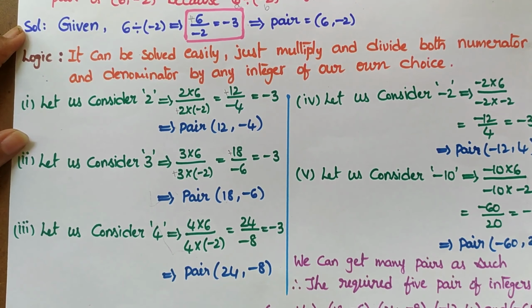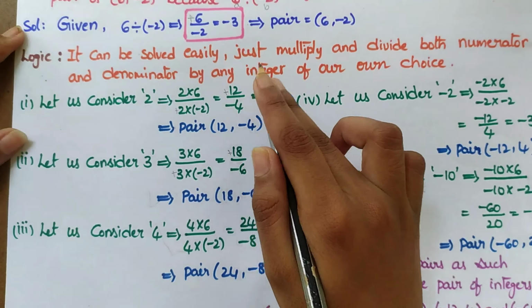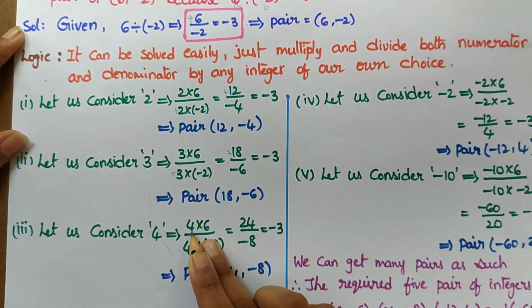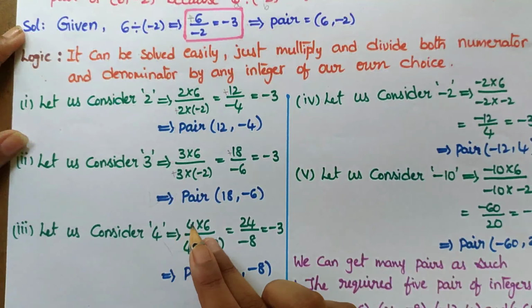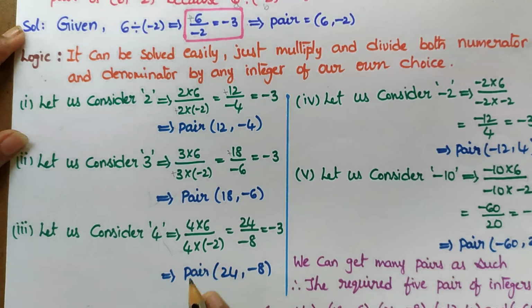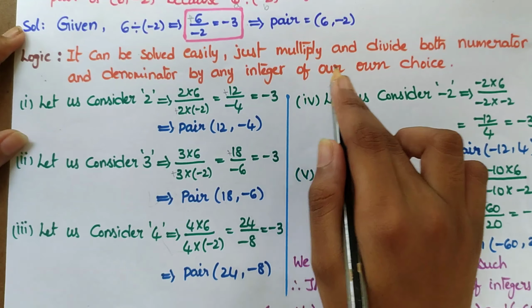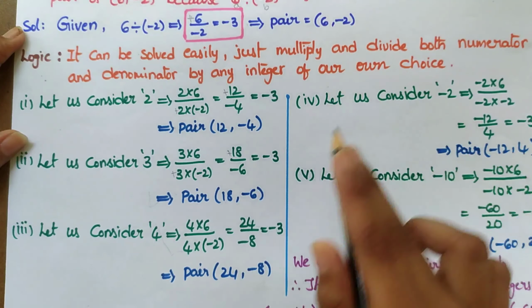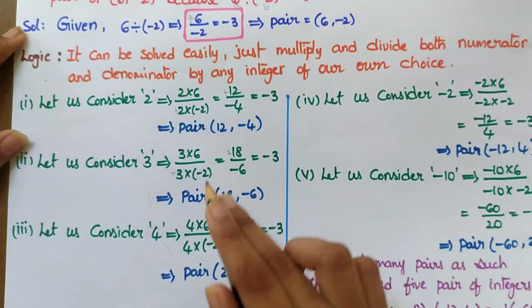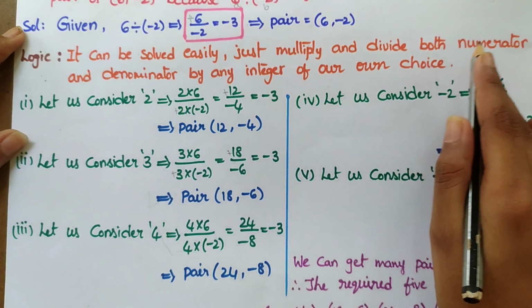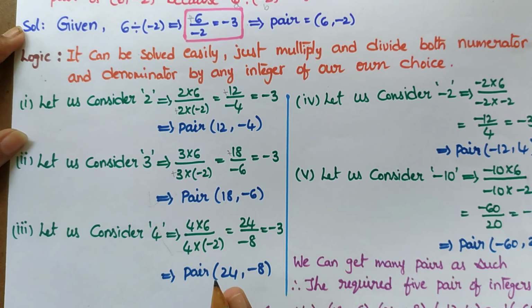Okay friends, now let us consider another number. That means we have to take another integer of our own choice. Okay, now let us take it as 4. So it is 4 into 6 by minus 2, that is 4 into 6 by 4 into minus 2. Multiply and divide both numerator and denominator by any integer of our own choice. The integer of our own choice is 4 and let us take the given pair. So it is 6 by minus 2. Now we should multiply and divide both numerator and denominator. So it is 4 into 6 by 4 into minus 2.